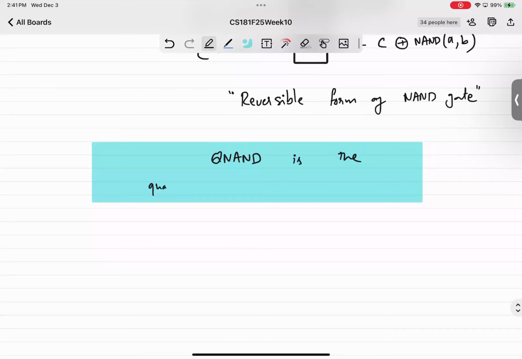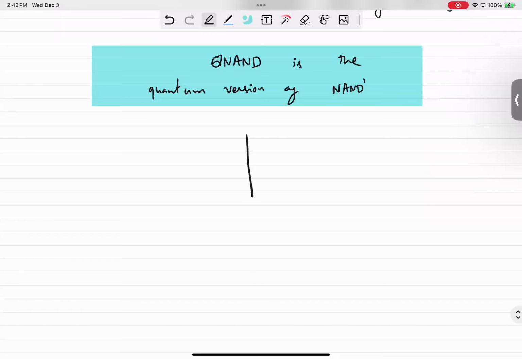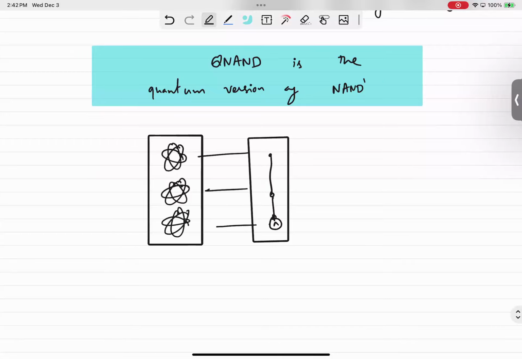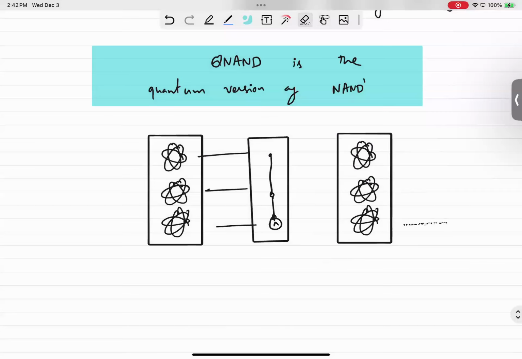Is the quantum version of NAND prime. Okay, meaning, my gate is going to take 3 qubits, and output 3 qubits. What is this gate supposed to do?